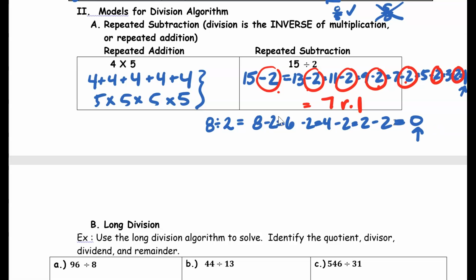But you still go through and you ask, how many times were you able to take off 2? I was able to take off 2 four times, so the answer is 4. So if anybody is struggling with division, just go back to the idea that you're just subtracting over and over and over again.